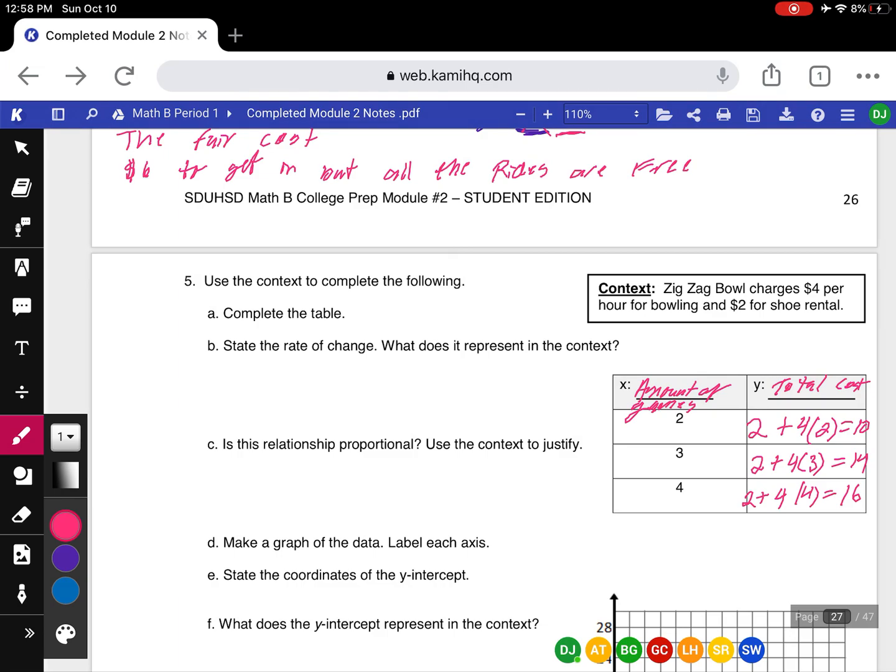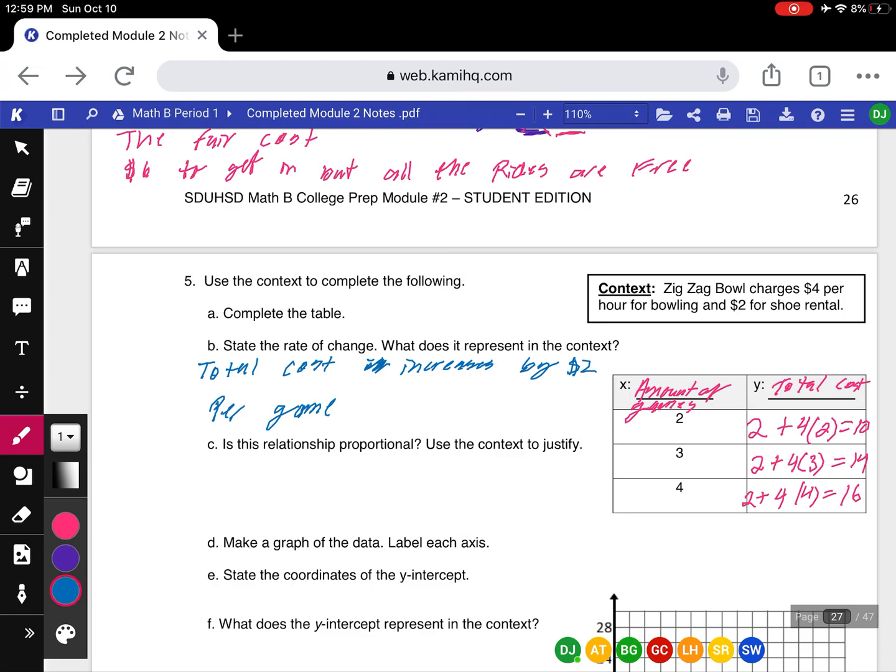So it says state the rate of change. What am I going up per game? So the total cost increases by $2 per game.